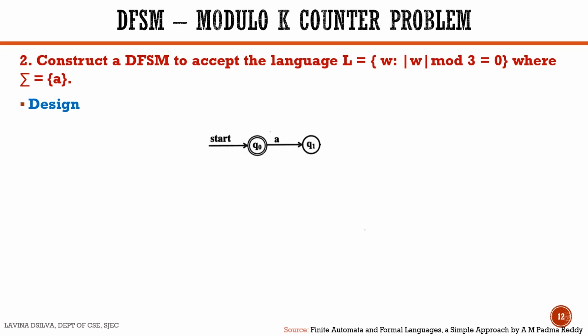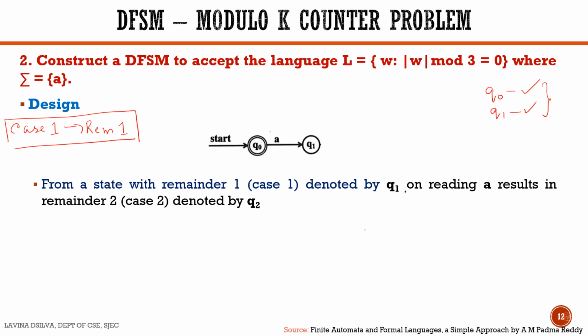Now this was our DFSM for case 1, right? Case 1 stands for remainder 1. Therefore the DFSM for case 1 is represented like this. Now on this Q naught state, we have seen the input A. So now we'll have to check on Q1 state, because we know that for a DFSM, on each state we check the input. So from the remainder 1 state, if we are to read an input A, okay, we go to remainder 2 state.